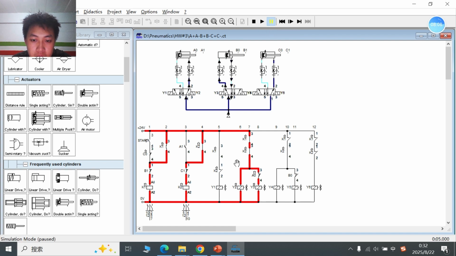Okay, you can see when the A0 signal is useful, it would be this one. You can see because the A0 switch is on, it will be Y3. Y3 will work.